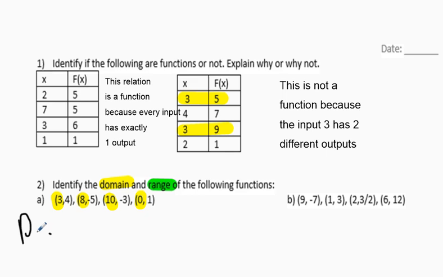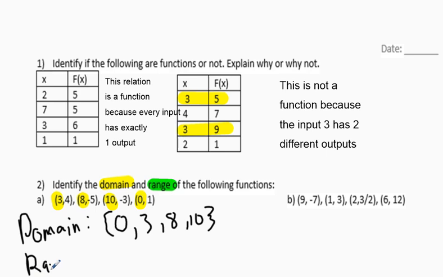So our domain, I'm just going to go ahead and list all the values, starting with the smallest one, 0, 3, 8, and 10. So because it's possible to list all the values, I'm going to list all the values. If it was continuous data, I'd make a range.